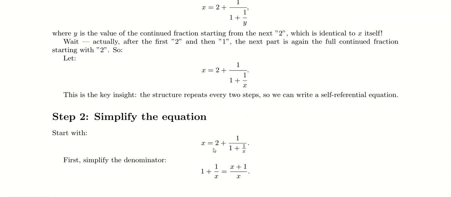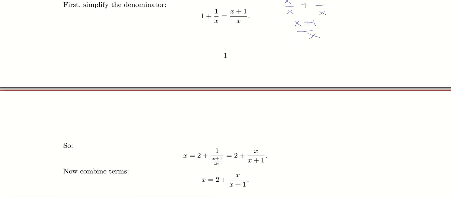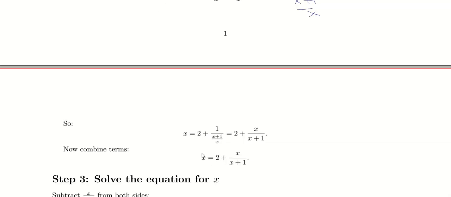Well, how do we do that? We have to combine. We can simplify the denominator. So basically you would get a common denominator. So you have 1 plus 1 over x. That's the same thing as x over x plus 1 over x, which is x plus 1 over x. So that's just 2 plus 1 over x plus 1 over x, which is the reciprocal of x plus 1 over x, which is equal to x over x plus 1.